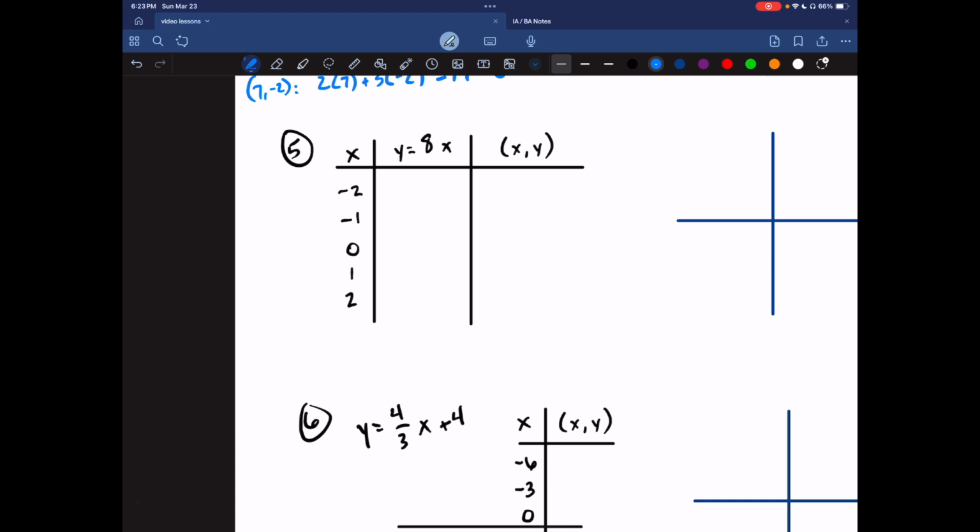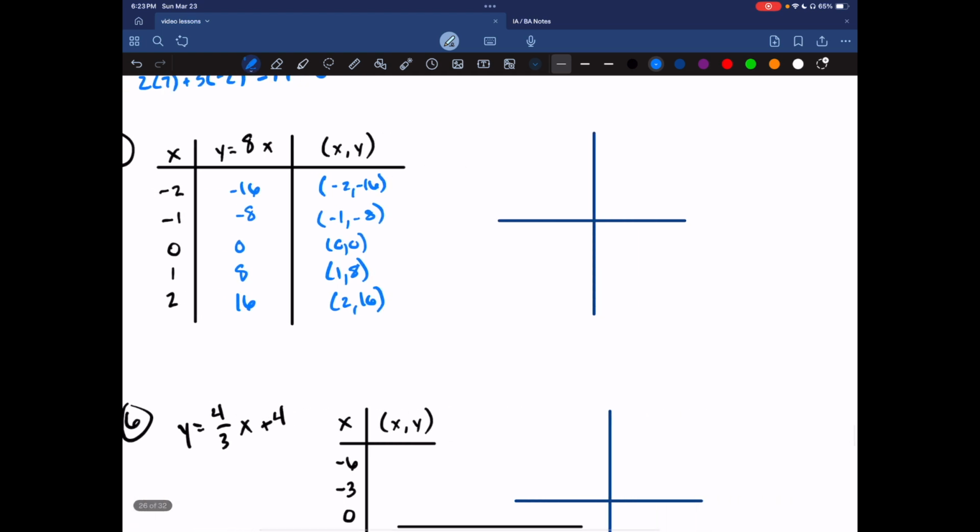Number 5, I'm doing the exact same thing, and then we're going to plot our points. Okay, so negative 2, 8 times negative 2 is negative 16. 8 times negative 1 is negative 8. 8 times 0 is 0. 8 times 1 is 8. 8 times 2 is positive 16. If we write these as ordered pairs, we got negative 2, comma, negative 16. Negative 1, comma, negative 8. 0, 0. 1, 8. 2, 16.